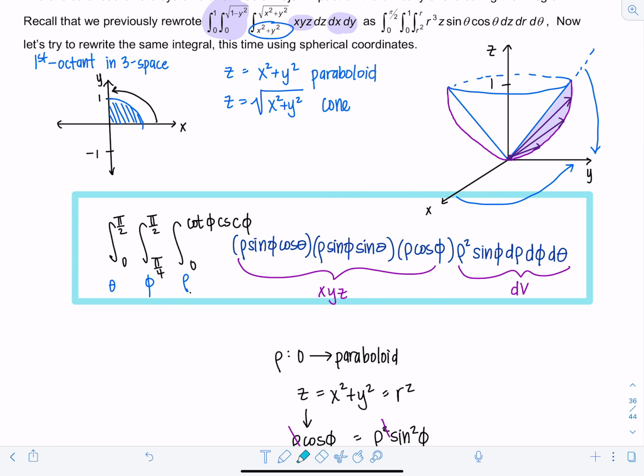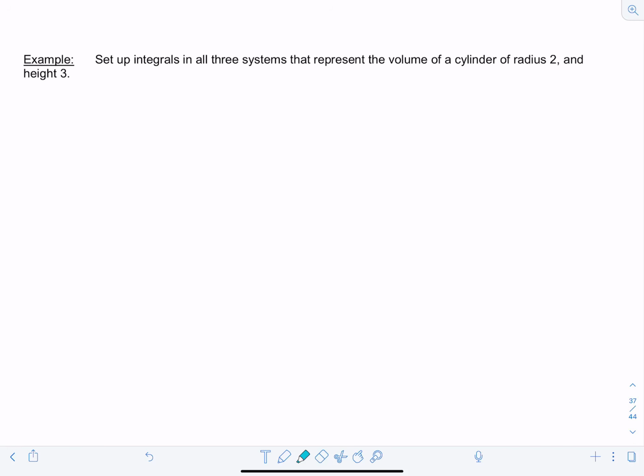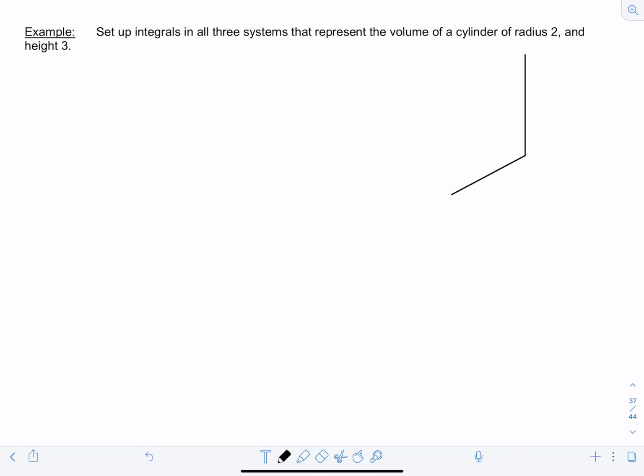Okay, the fun's not over. I got one more for you. Set up integrals in all three systems that represent the volume of a cylinder of radius 2, height 3. Okay, let's draw it out and then set it up. Obviously, we can compute the formula directly. We know how to find the volume of a cylinder, but we're going to set up integrals that would let us do this. You can check that you set them up right, though, by evaluating it.